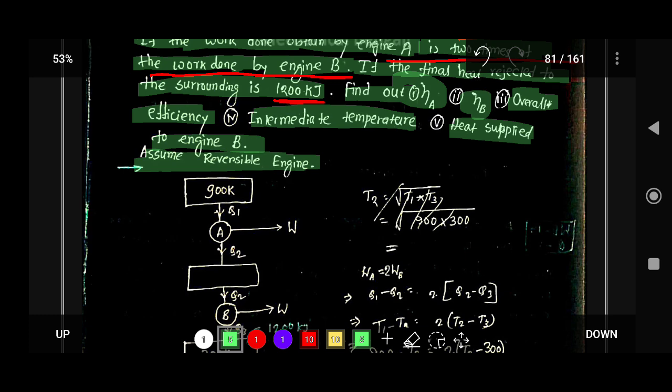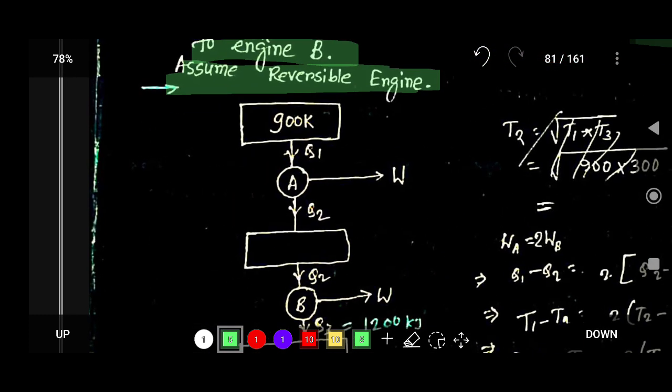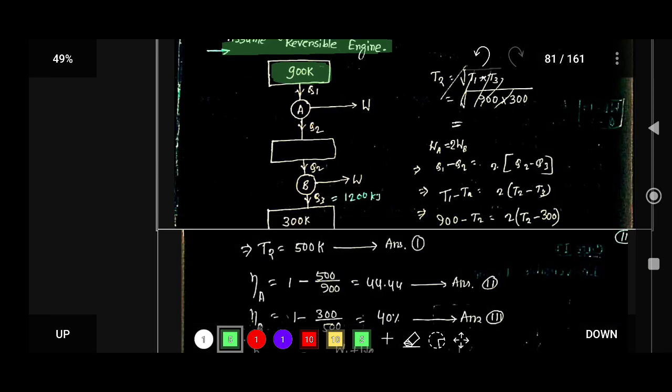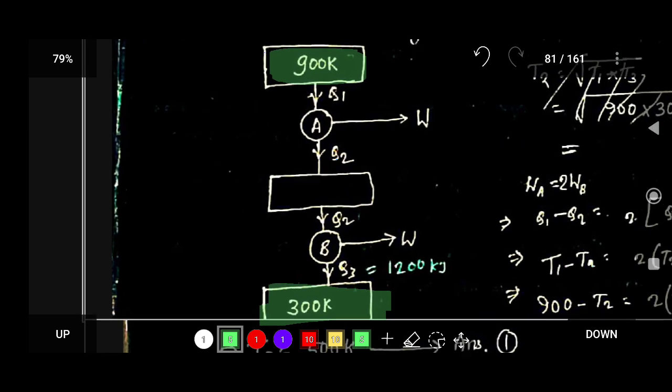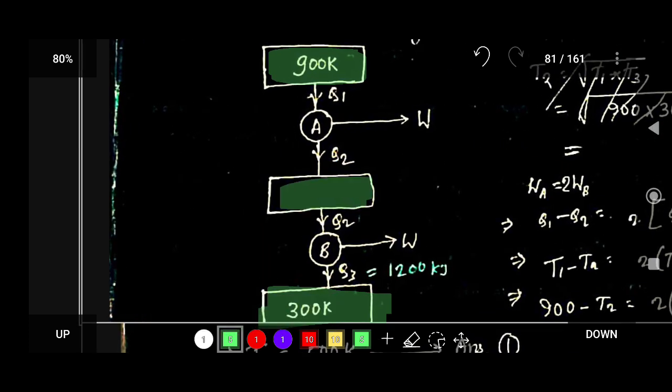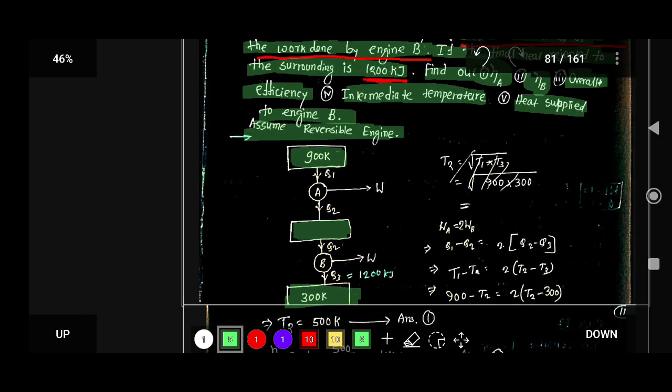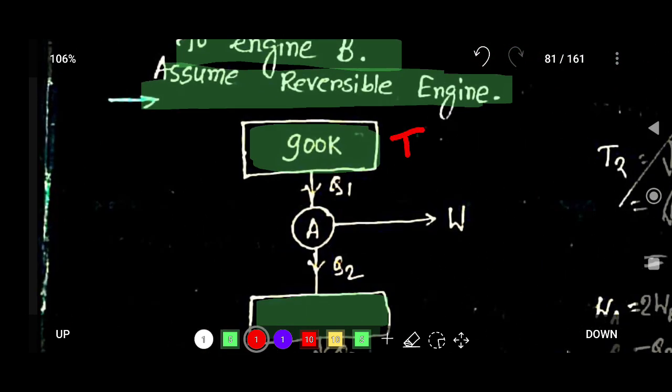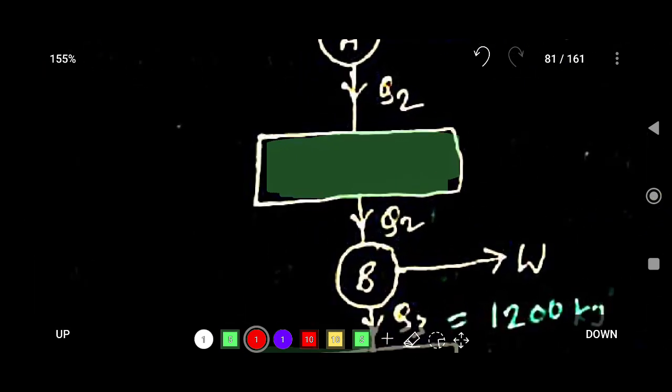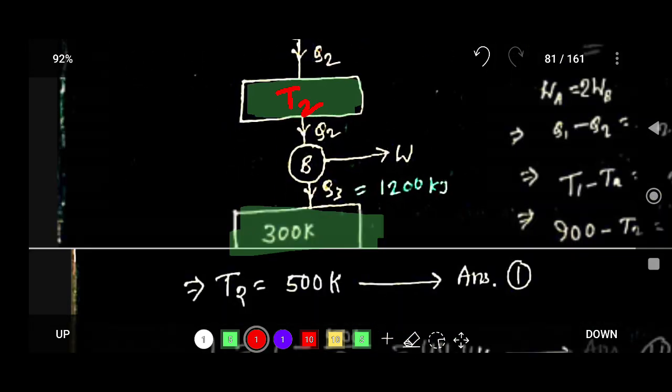So what is given in this question? Basically there is a higher temperature, that is 900 Kelvin, and there is a lower temperature, that is 300 Kelvin. In between there is another temperature. We don't know this temperature. You have to find this temperature. Consider this is T1 and this is T2, and here this is T3.